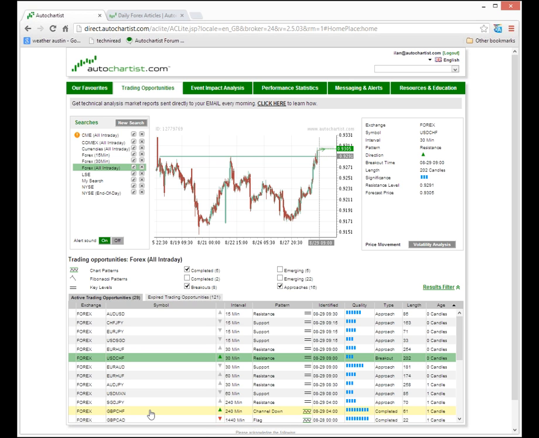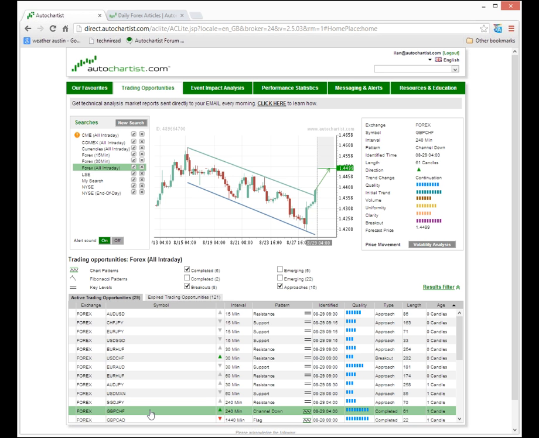We also provide analysis like support and resistance in the form of technical chart patterns. This, for example, is a channel down that was identified on the cable against the Swiss franc. You can see Autochartist has told you that there has been a breakout through a resistance level and a potential change in the trend. You can see the trend before the breakout was actually a bearish trend, and now there's been a breakout, so potentially there is a bullish trend that's going to be coming up now.